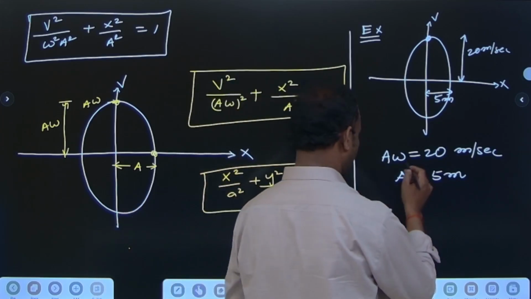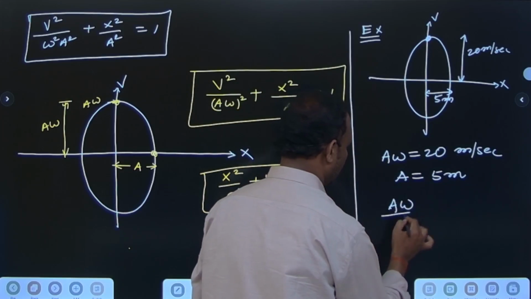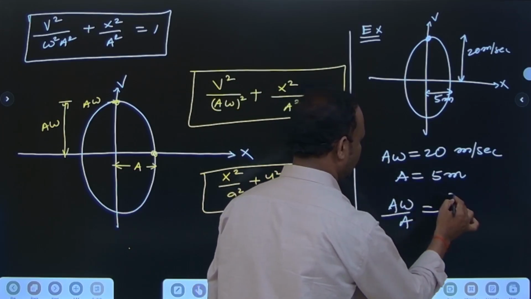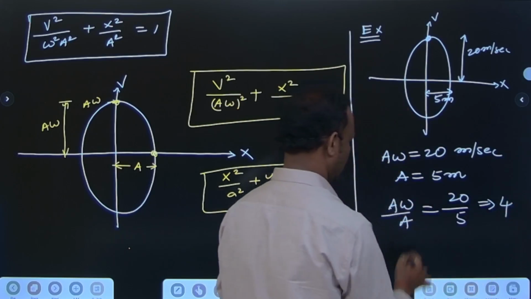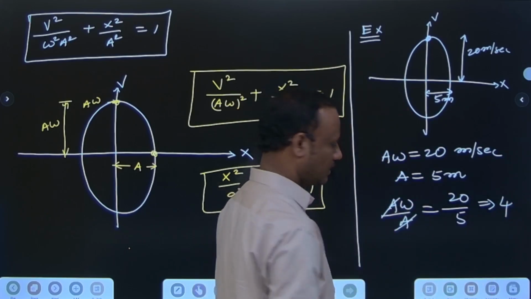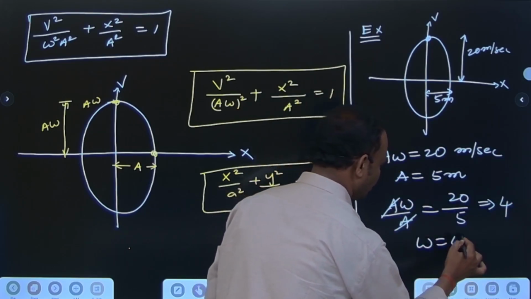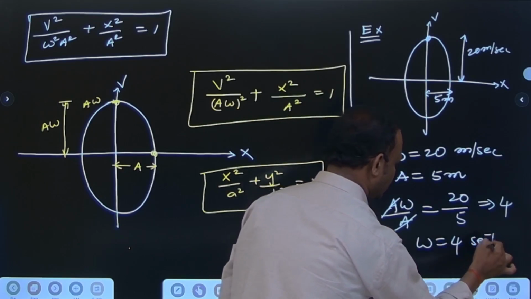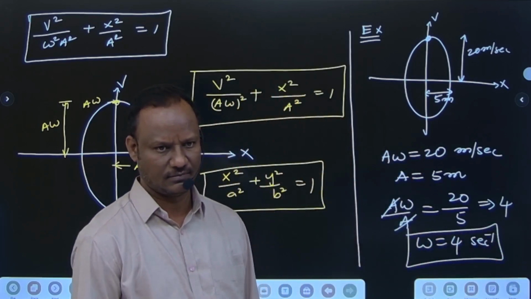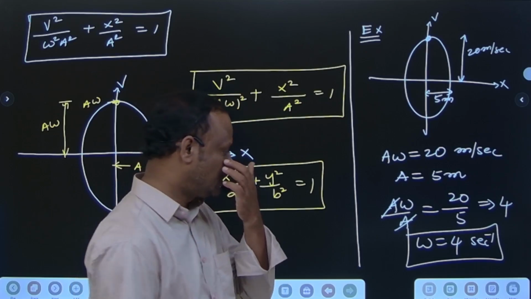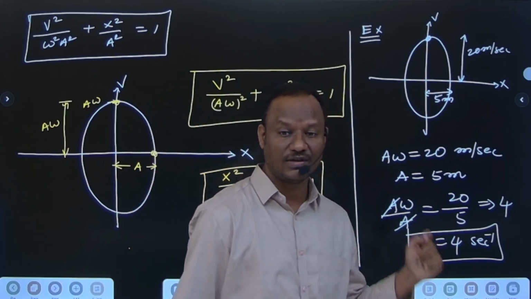So this is the first one. A omega by A is equal to, what is the A omega? 20. A is 5. What is the answer? 4. A cancels. Correct. Omega is equal to 4 second inverse, for angular frequency. Radian per second if you mention. What is this? Angular velocity.